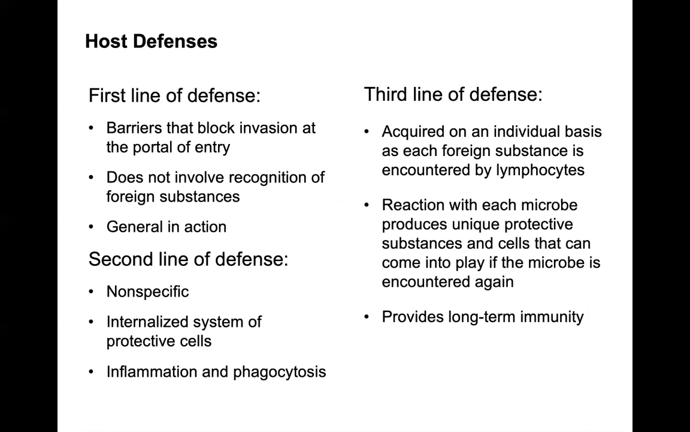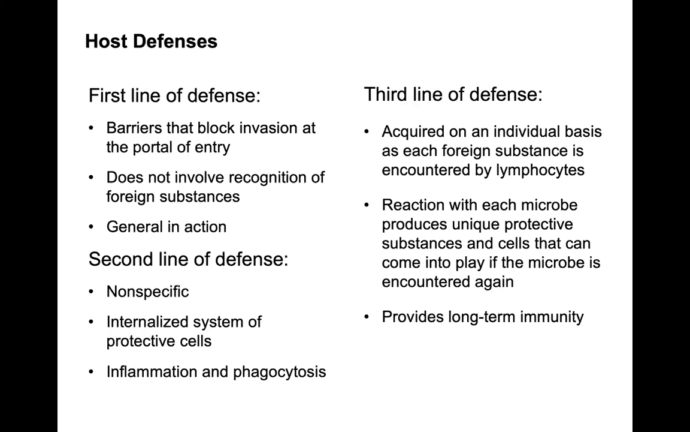In the first line of defense, this is your barriers that will block invasion at the portal of entry. This does not involve recognition of foreign substances. It's just a sort of blanket stop gap, and it's very general in action. With the second line of defense, this is non-specific as well. It's an internalized system of protective cells, and inflammation and phagocytosis also fall under this line of defense. And again, these two, the first and second lines of defense, are part of what we call innate immunity.